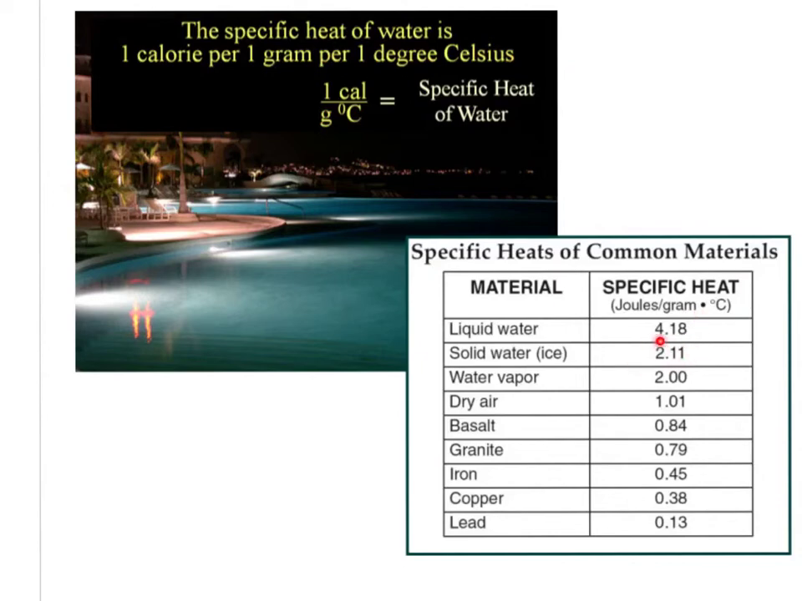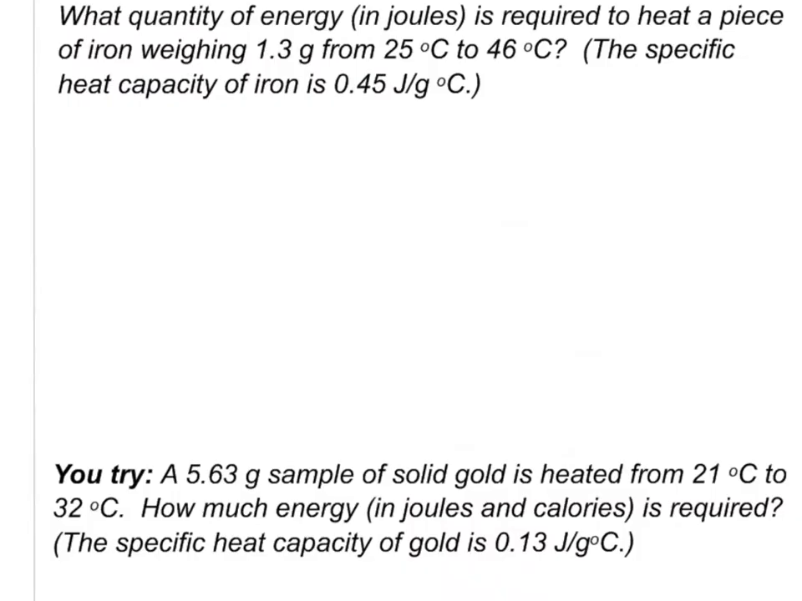For ice, it would be a little bit different. Then water vapor, dry air. Here are some other materials. Iron, here's its specific heat, 0.45 joules per gram degree Celsius. Copper and lead. So now let's try a little problem here.